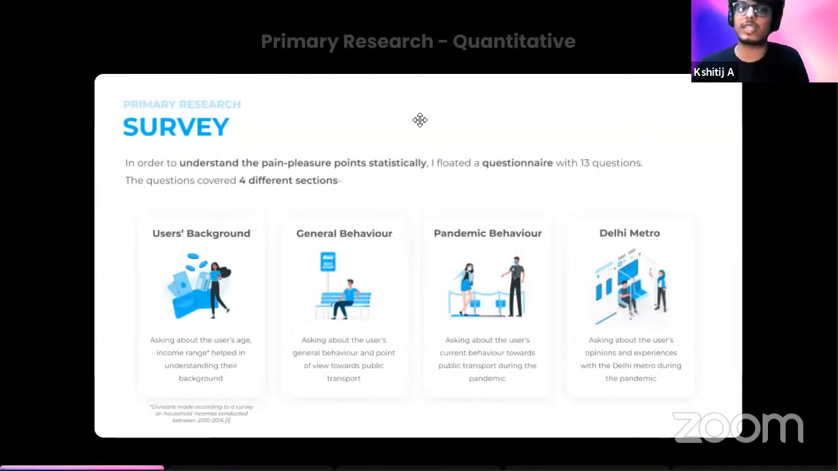Then I went on to understanding the general behavior in transportation, like before COVID, how did they transport? Then during COVID, how did they transport? And then I dived down into the Delhi Metro part, since that was my problem space. So that's how you can have sections in your questionnaire and have questions accordingly in each section.